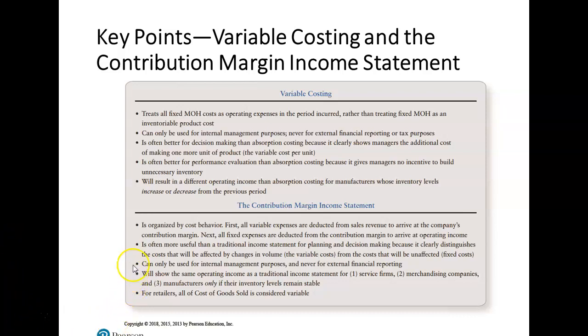And finally, it also shows that traditional and variable operating income can very well be the same if you're talking about a service firm or a merchandising company. Merchandising companies and service firms may very well see almost the same operating income. However, manufacturing is going to be very different.